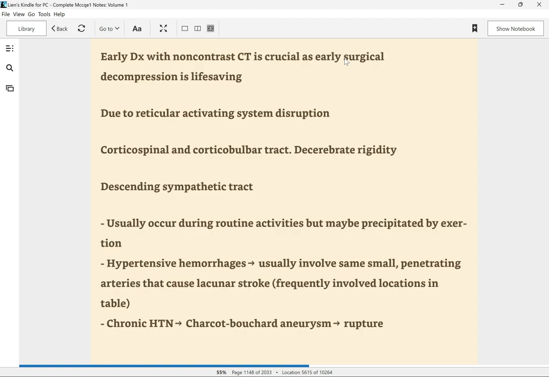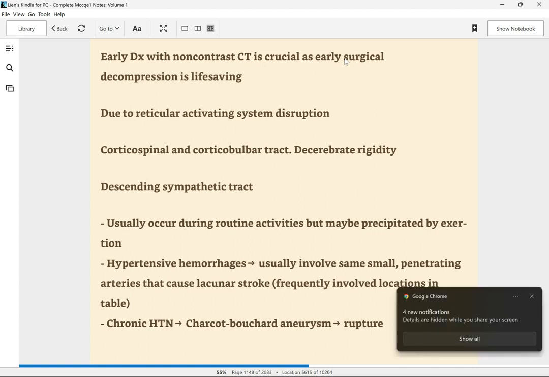Putamen. Early diagnosis with non-contrast CT is crucial, as early surgical decompression is life-saving, due to reticular activating system disruption, corticospinal and corticobulbar tract involvement, and decerebrate rigidity from the descending sympathetic tract. It usually occurs during routine activities but may be precipitated by exertion. Hypertensive hemorrhages usually involve the same small, penetrating arteries that cause lacunar stroke; frequently involved locations are in the table.